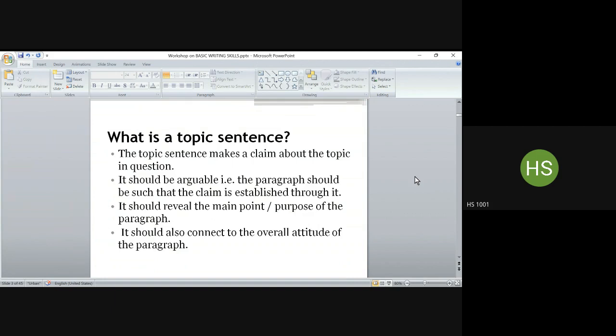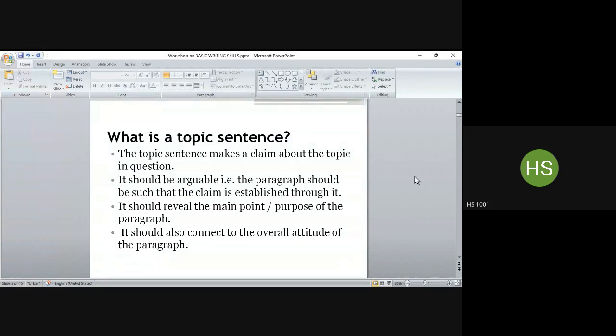It should be arguable, which means that the paragraph, along with the supporting sentences and concluding sentence that you have, should be able to establish this claim that is being made in the topic sentence. So topic sentence is the claim itself, and if the rest of the paragraph is able to establish the claim that is being made, then that is another sign of confirming whether what you've written is a topic sentence or not, if you use it as a diagnostic.